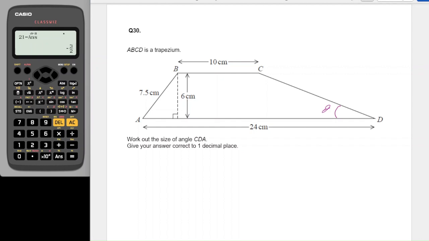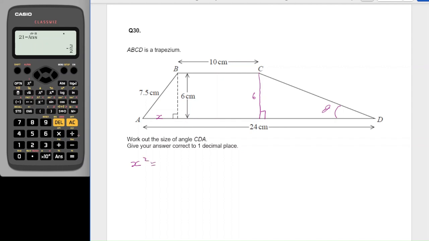Right, so I know that the height, so if I split this into a right angle triangle here, I know that the height of this is 6 because it's going to be consistent with this height. What I don't know though is this length here. I know that it's going to be 24 minus 10, but I need to work out this length here for me to be fully able to work that out. So let's work that out first of all.